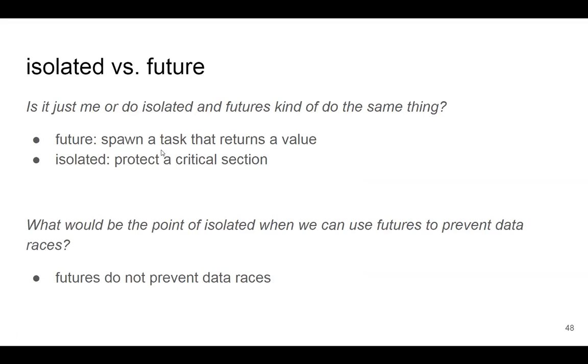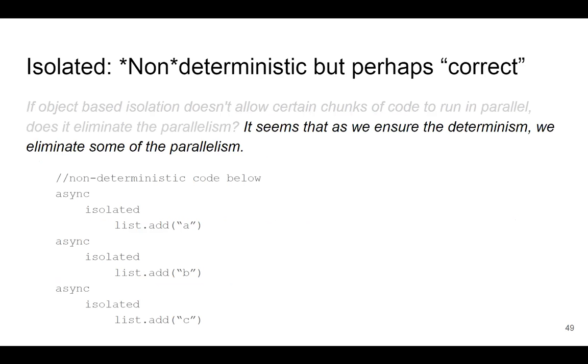Isolated is more like, okay, we have multiple things working in parallel, and I've got a critical section of code that would be a data race if I let multiple tasks access it. If two come in at the same time and try to get at this critical section, I'll line them up and turn them into one at a time, sequentially. Moving on, it seems like as we ensure determinism, we eliminate some parallelism. Yes, we do. Or more like isolated makes non-deterministic code, takes out data races.